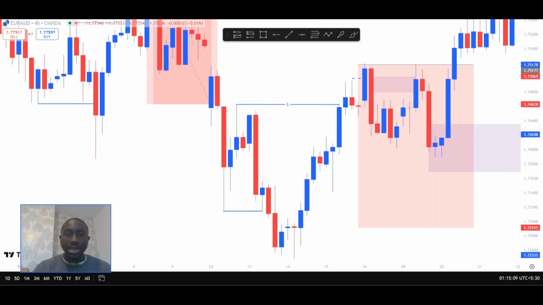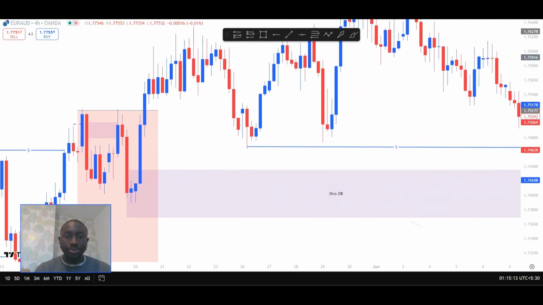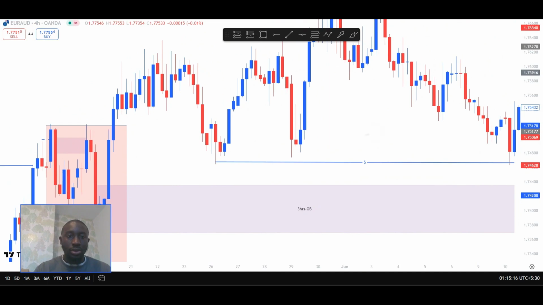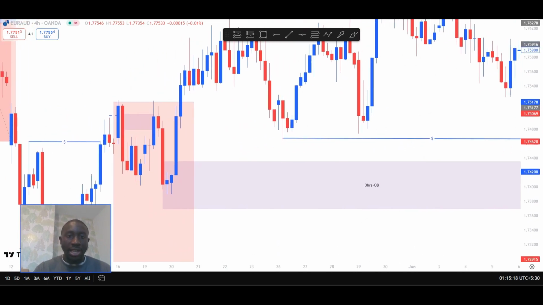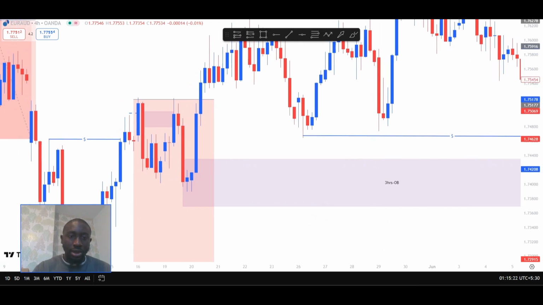Now let me explain. Okay, let's go to the buying structure now. Let's go to the buying structure. Now, as you can see, look at the 4 hours order block here again.